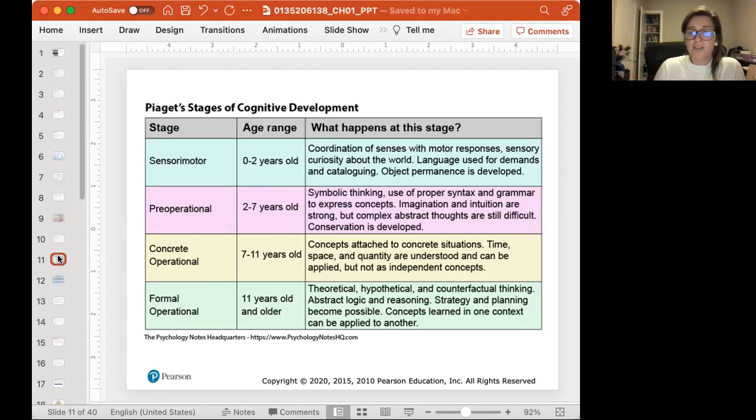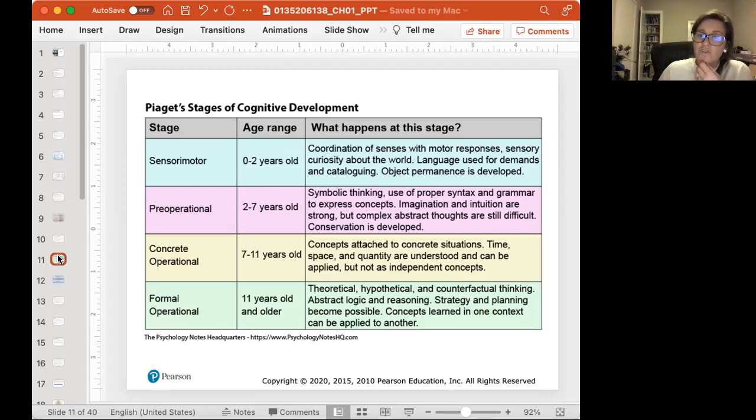Concrete operational stage, age range 7 to 11 years old. What happens is concepts are attached to concrete situations. Time, space, and quantity are understood and can be applied, but not as independent concepts necessarily. And then finally, in the formal operational stage, 11 years and older, what happens is theoretical, hypothetical, and counterfactual thinking. Abstract logic and reasoning starts taking place. Strategy and planning become possible. Concepts learned in one context can be applied to another, so they can draw conclusions about things and think abstractly and about pros and cons. What would happen if, right?